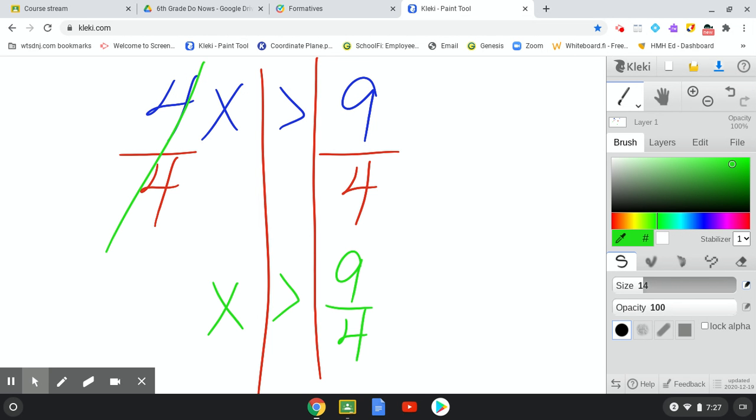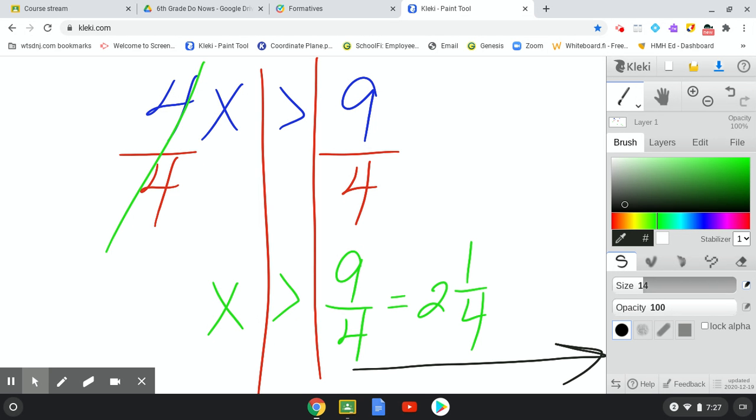But this is improper. You should always put it as a mixed number. 9/4 is equivalent to 2 1/4. So now I have X is greater than 2 1/4. You would then go ahead and graph. I don't need to change anything, my variable is on the left. I don't need to change the inequality. It does not have an equal bar, so that means it's going to be an open circle. So I would have an open circle at 2 1/4 going to the right. I'm not going to graph just to save time.